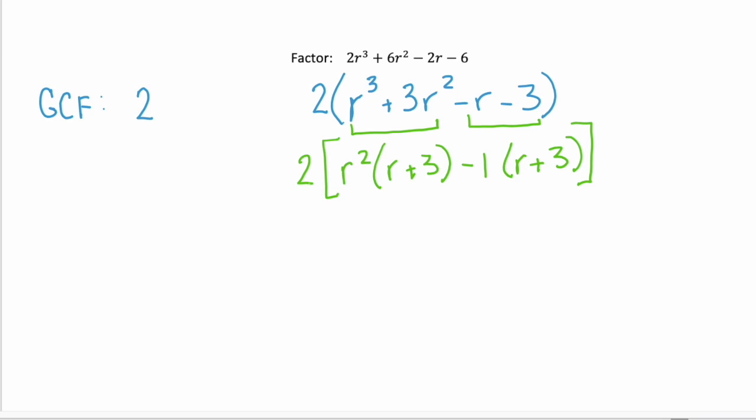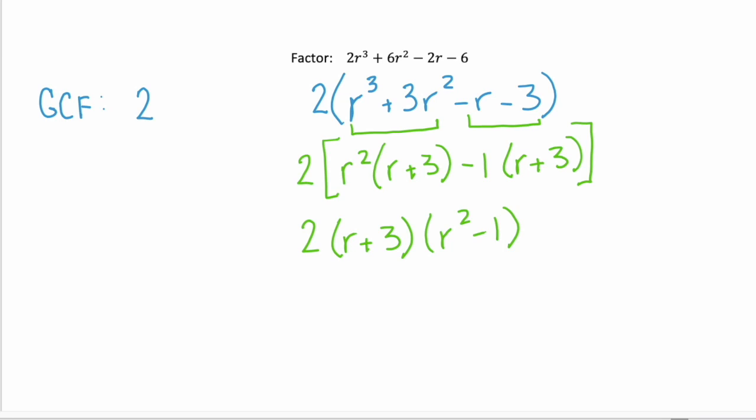Okay, now that we've done factor by grouping, we can factor out this binomial that they have in common, and that is the r plus 3. So you factor out the r plus 3, and you're left with the binomial r squared minus 1. And again, don't forget that GCF of 2.